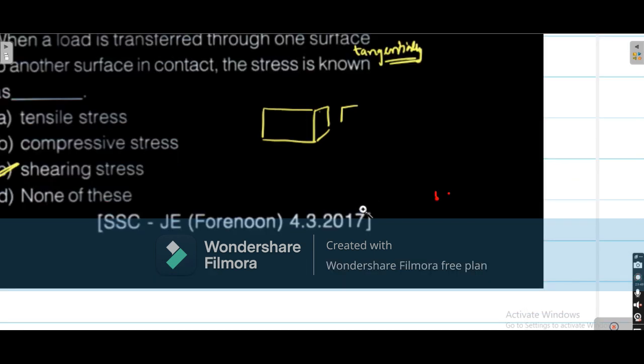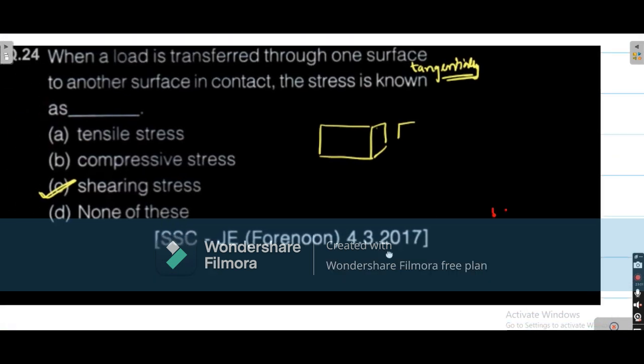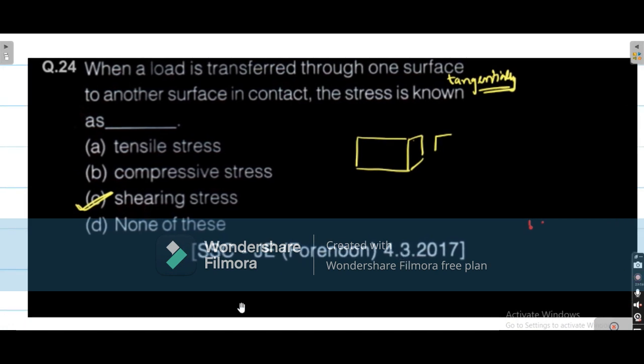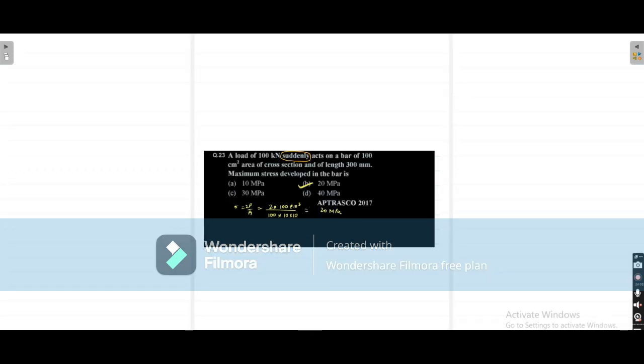Next, question number 24: when load is transferred from one surface to another surface, the contact force is transferred. What does that mean? It means tangential force. Tangential force means shearing stress. Option C is the correct answer.